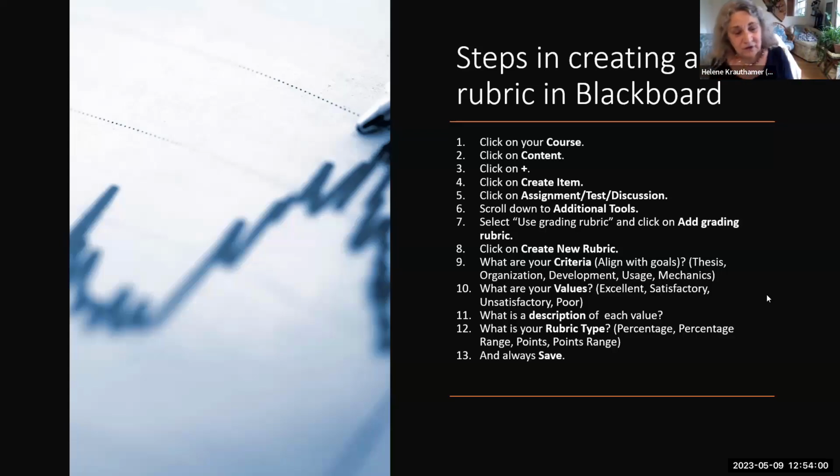So again, these are the questions. You're going to see them over and over again. What are your criteria? And there is a place that says align with goals. And I believe we're still working with this, getting some of the UDC learning goals into Blackboard so that it's more standardized. It's not like you're just making up your own goals for each course, each assignment. You're actually using the goals that have already been determined to be the learning goals for either your course or your program or the university.